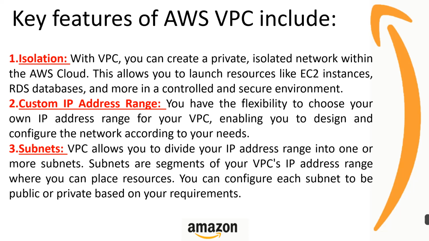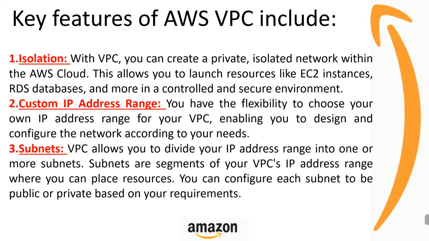Then let's understand the key features of AWS VPC. The first key feature, as I just told you, is isolation. With VPC we can create a private isolated network within the AWS cloud. This allows you to launch resources like EC2 instances, RDS databases, and more in a controlled and secure environment.